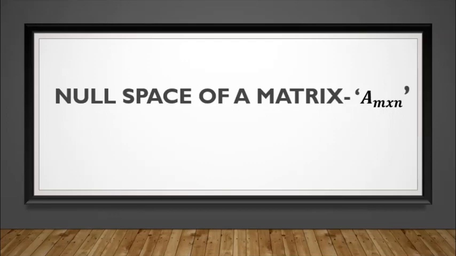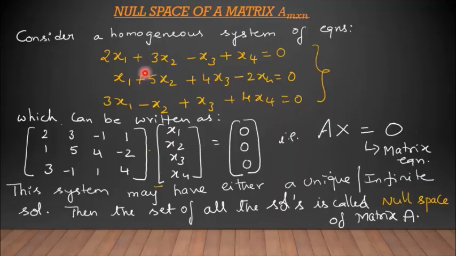In this lesson, I'm going to explain about the null space of a matrix A of order m by n. Before I define the null space of a matrix, let me give some explanation about the homogeneous system of equations, which are reduced to a matrix equation, leading to the null space concept. So consider a homogeneous system of equations. Here I have taken three equations, for example, with four variables.